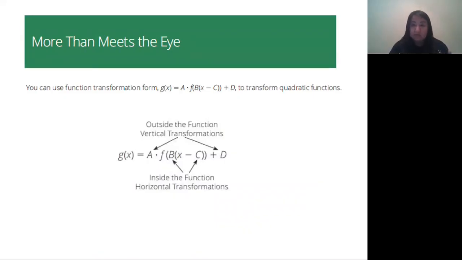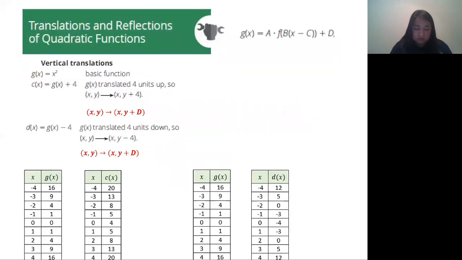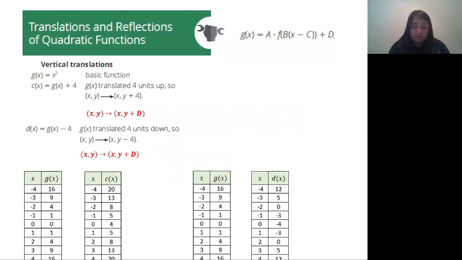we are using the same form, but now we're going to be working with what if the function we're transforming is quadratic. You might recall that A and D values were happening outside the function, so those were vertical transformations, and the B and the C values were happening inside the function, so those were horizontal transformations. So we're going to start off with vertical translations. These are actually our D values in our transformation form.